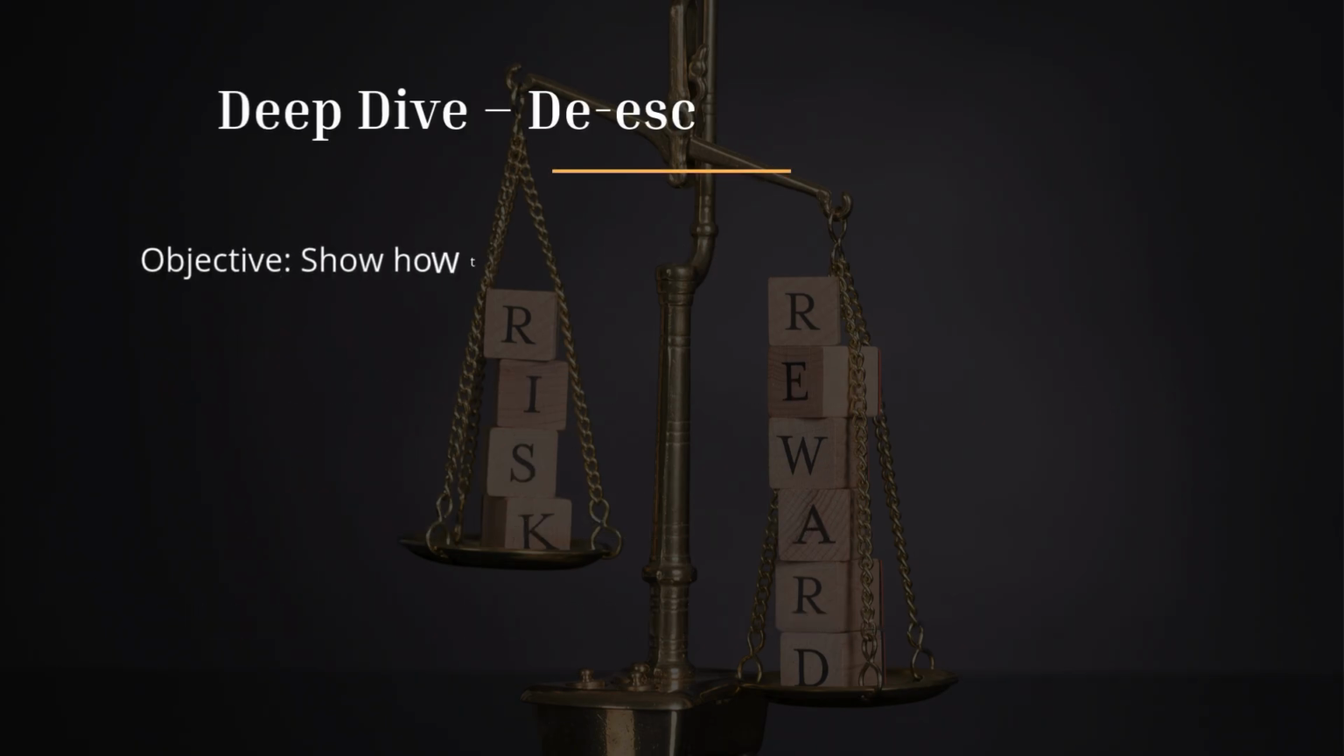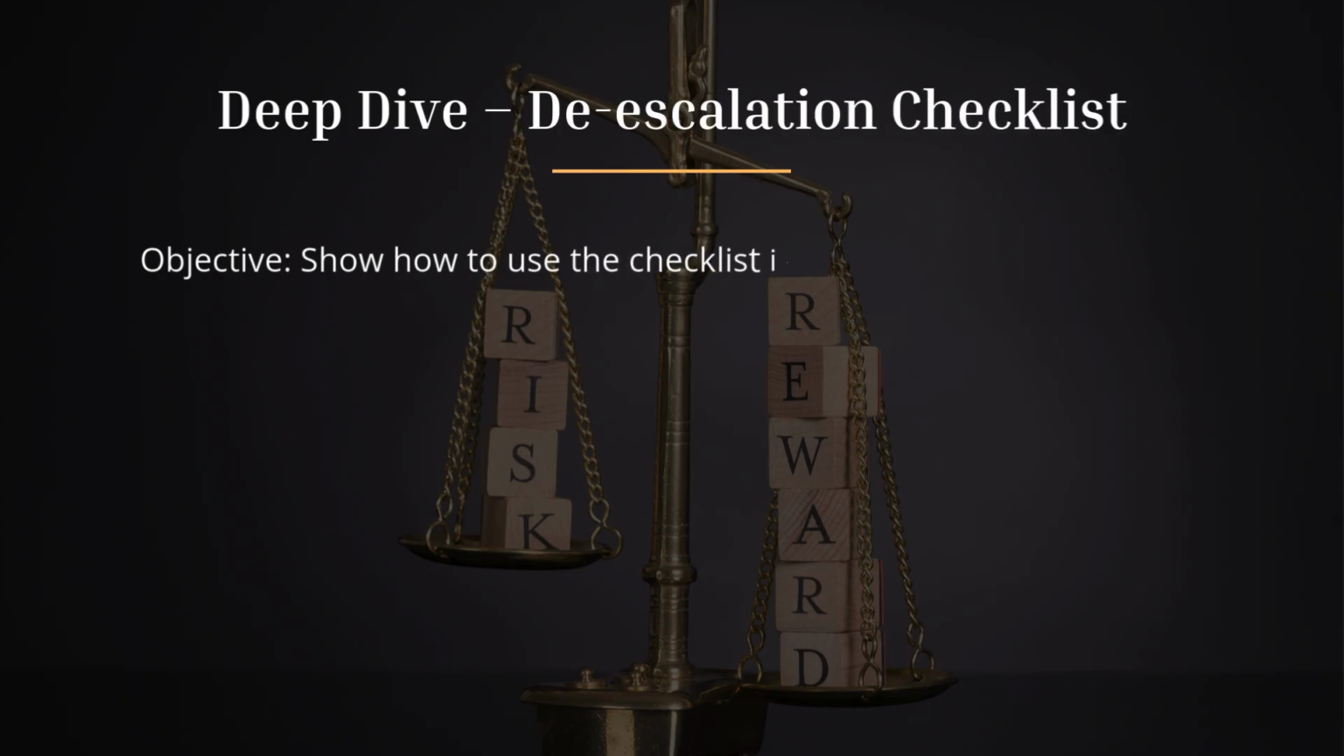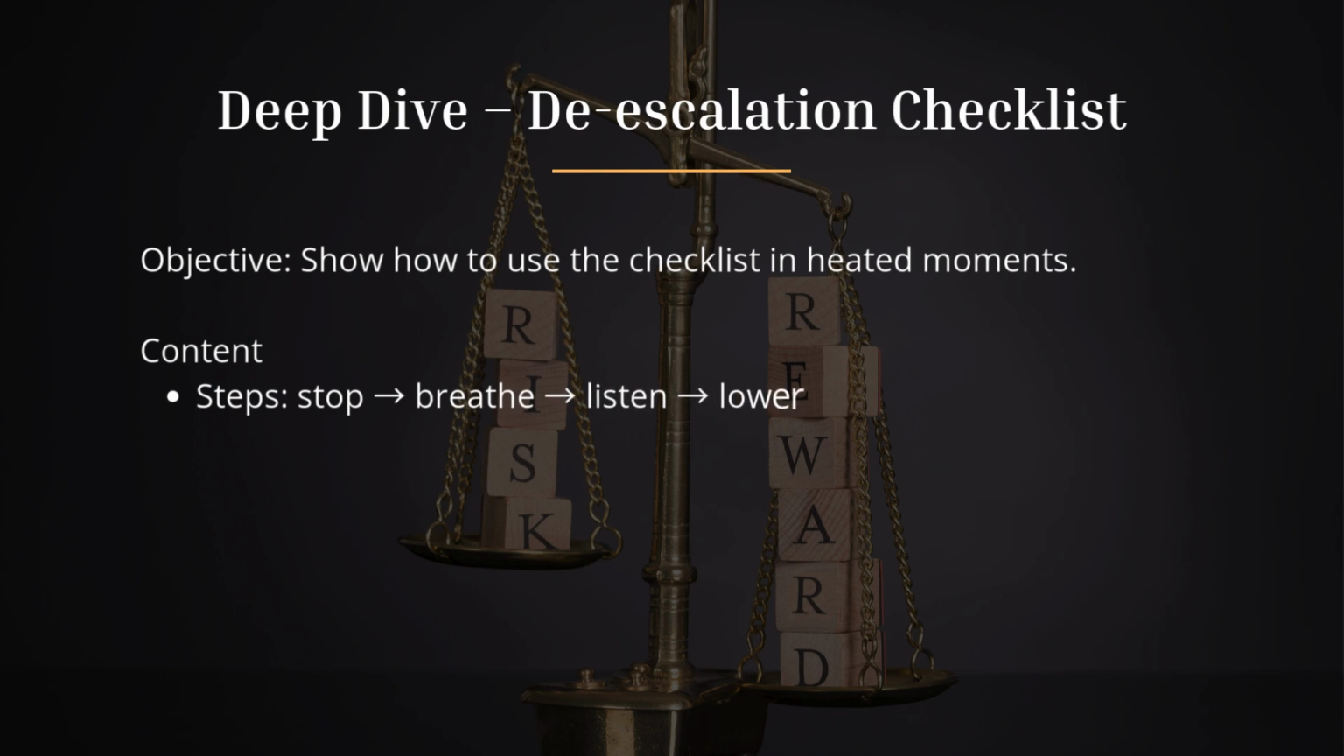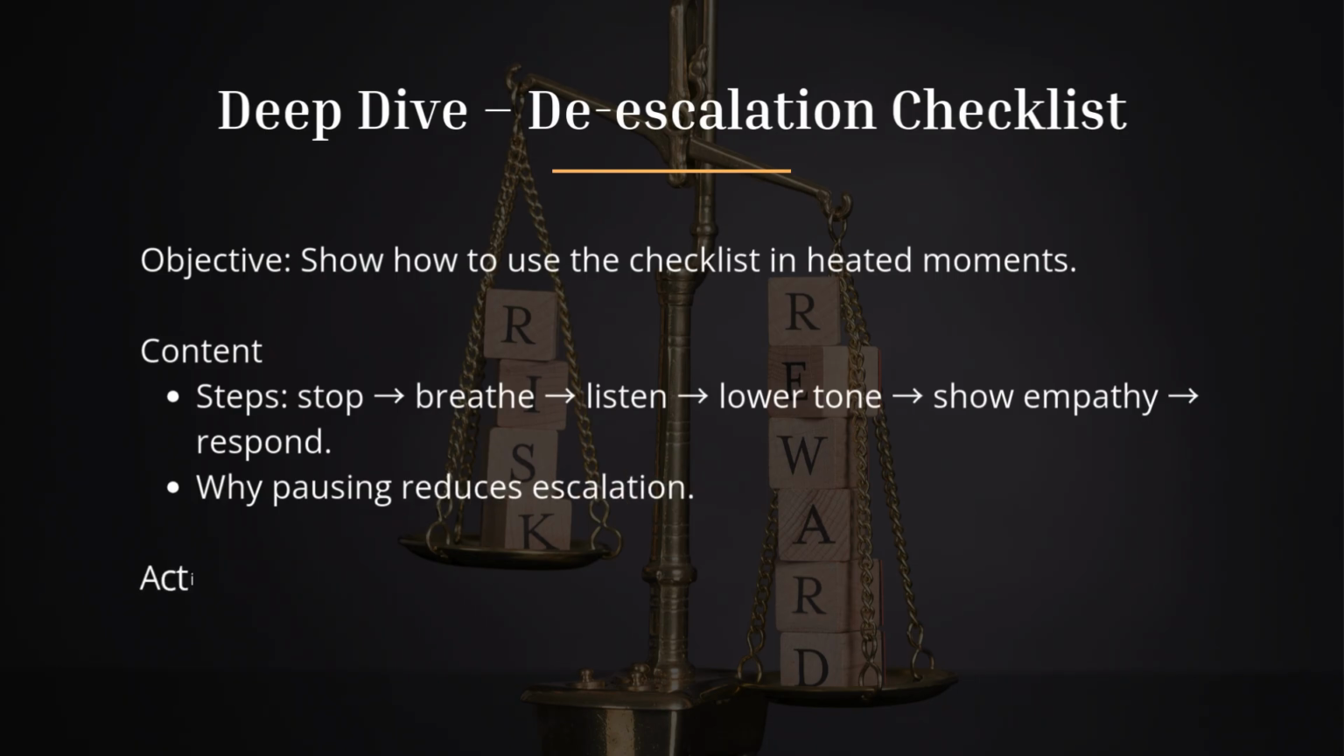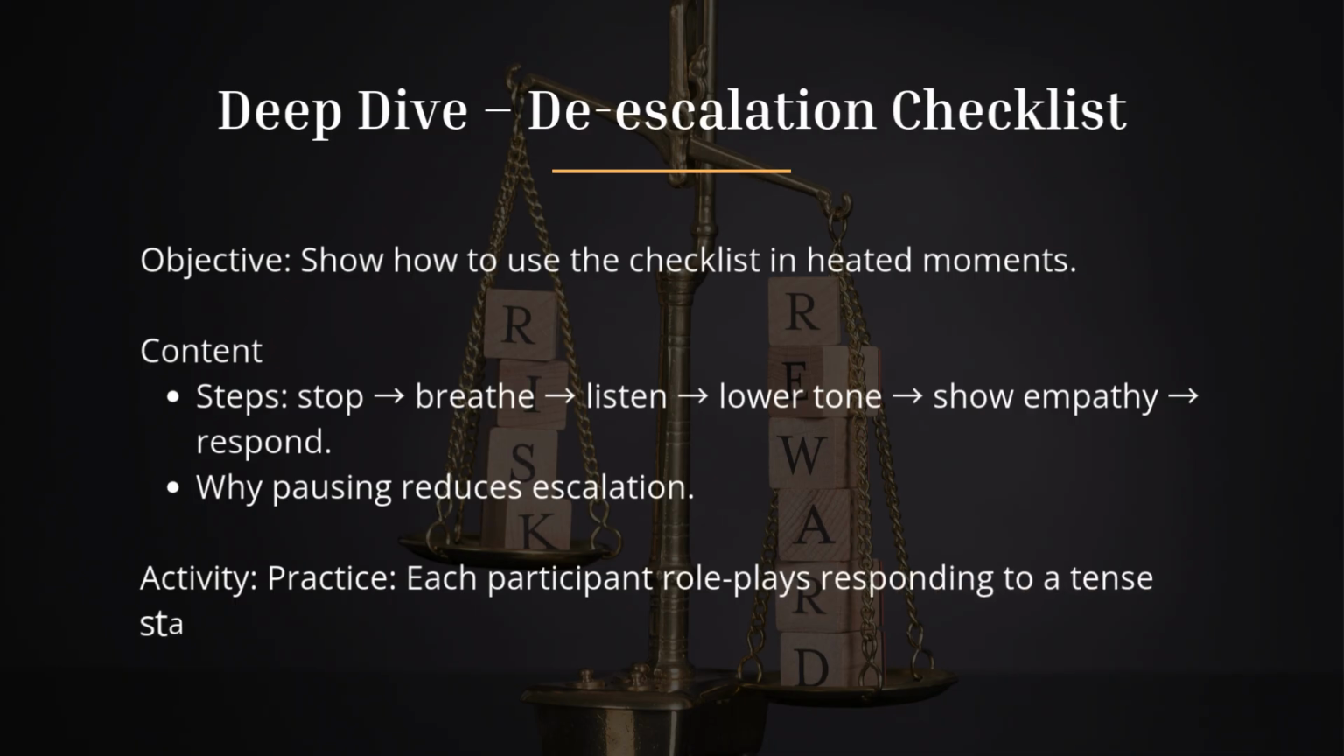Deep dive: the escalation checklist. Objective: show how to use the checklist in heated moments. Content. Steps: stop, breathe, listen, lower tone, show empathy, respond. Why pausing reduces escalation. Activity: practice. Each participant role-plays responding to a tense statement using the checklist.